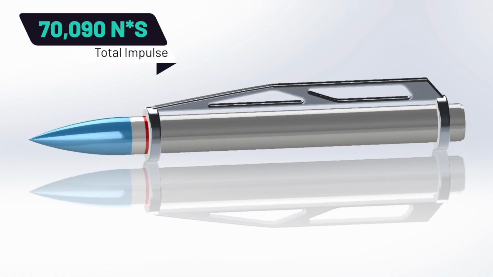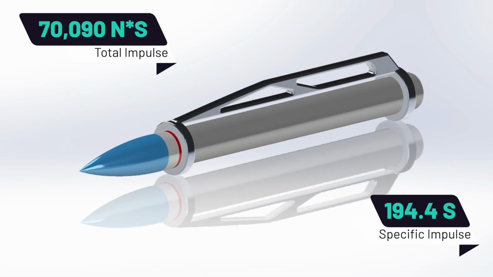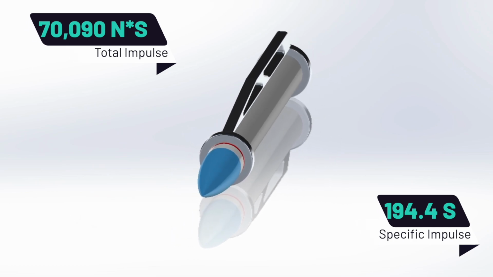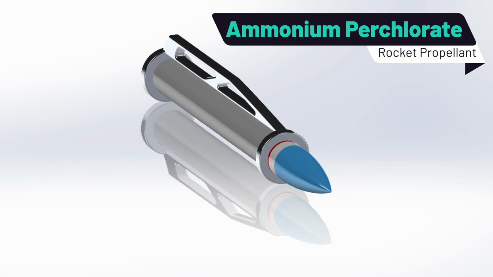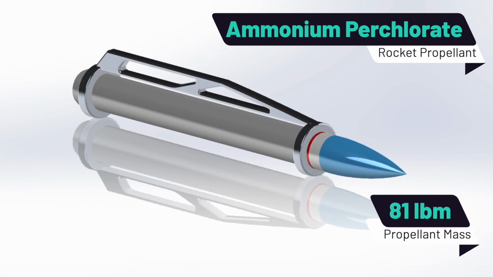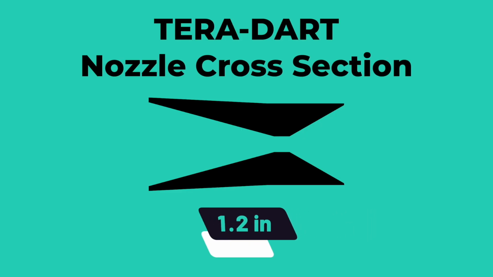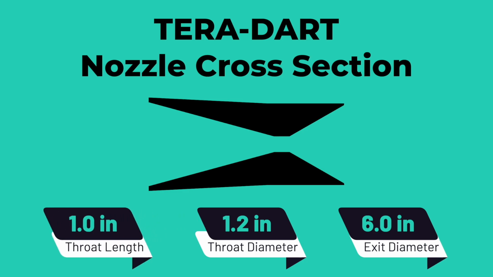Each rocket motor has a total impulse of 70,090 Newton seconds and a 194.4 second specific impulse. These motors are P-class Bates grain motors containing ammonium perchlorate composite propellant, each having a propellant mass of 81.07 pounds. The nozzle of this motor has a 1.2-inch throat diameter, 6-inch exit diameter, and a throat length of 1 inch.